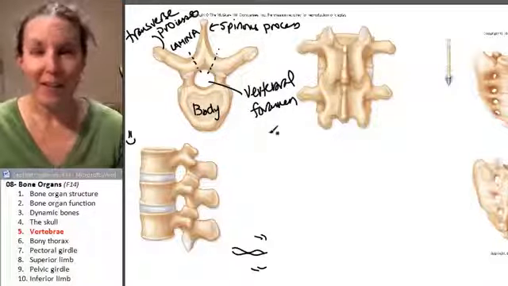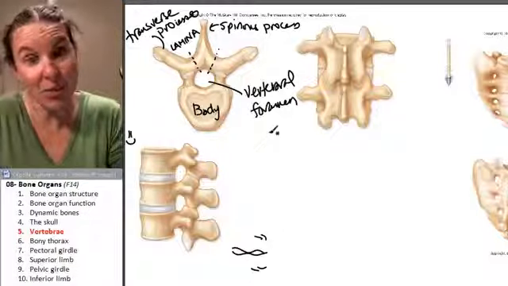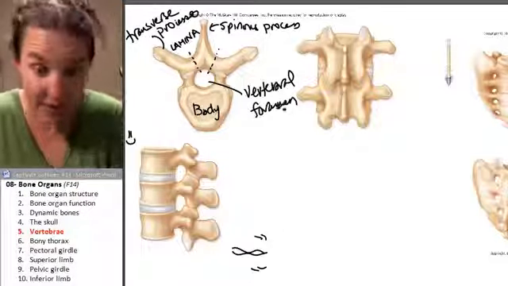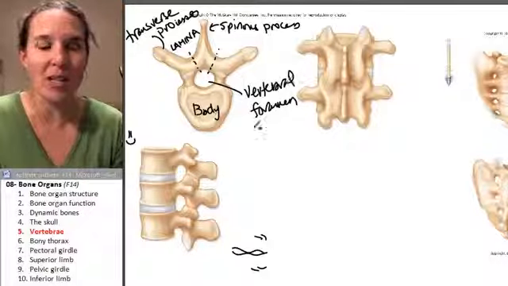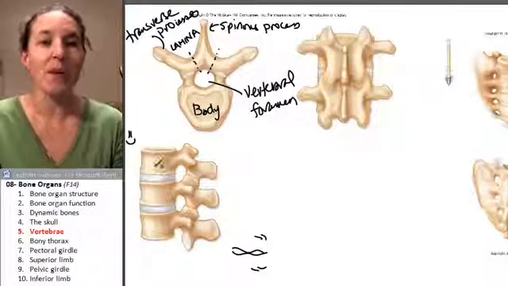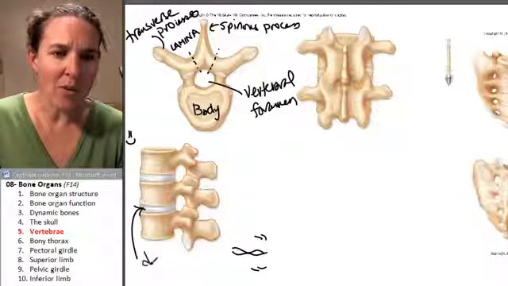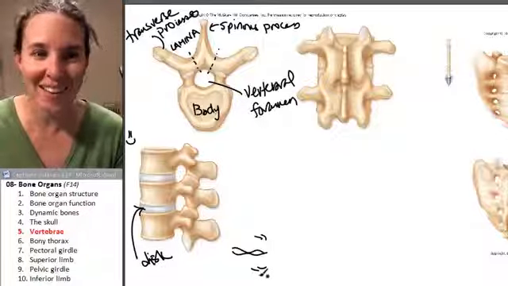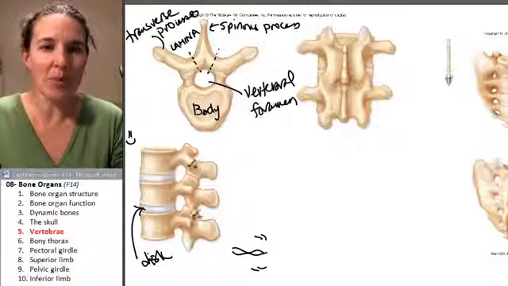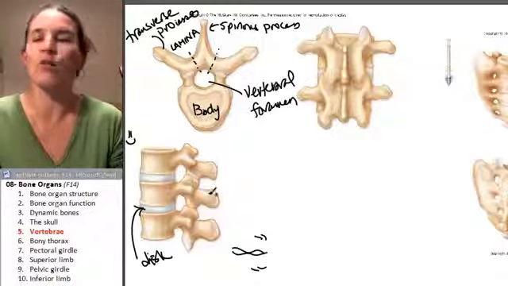Why would they do that? That gives you access to the spinal cord. You can actually look in and see the spinal cord traveling through the vertebral foramen. This is a vertebral disc. Now, what was that made out of? What kind of tissue is it made out of? Fibrocartilage.